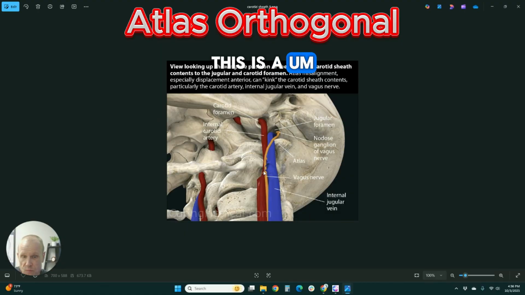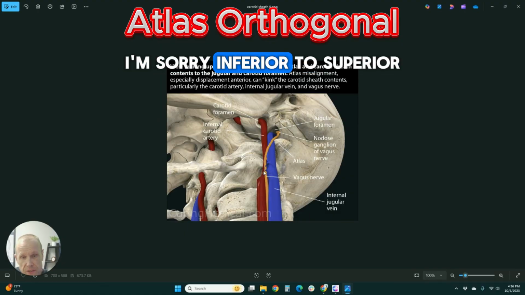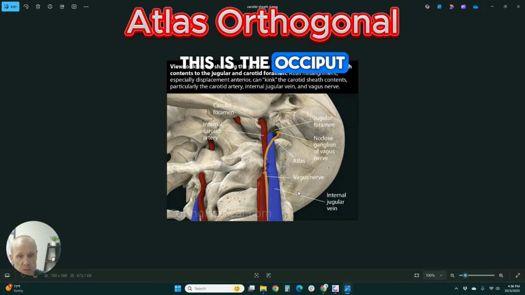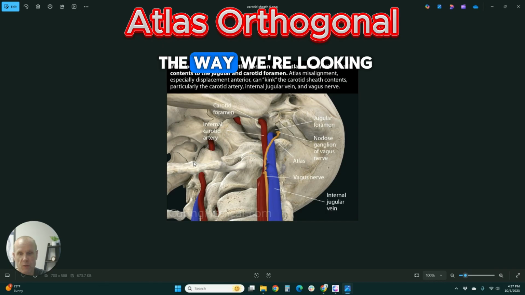This is, we're kind of looking inferior to superior. This is the occiput, right back through here. The base of the occiput, we're looking up at it. This is the mandible, right through there. This is the hyoid right there. So the hyoid looks huge just because of the way we're looking at it.